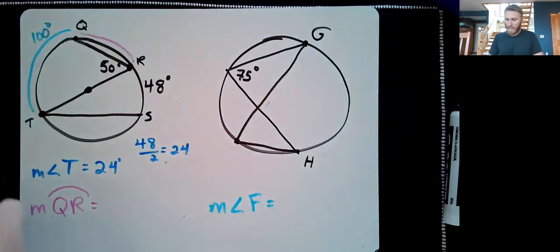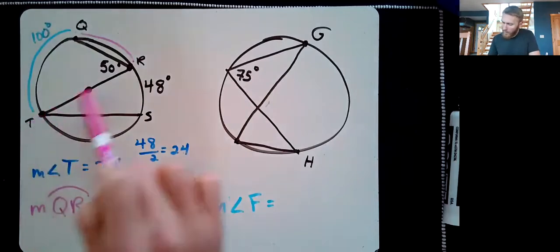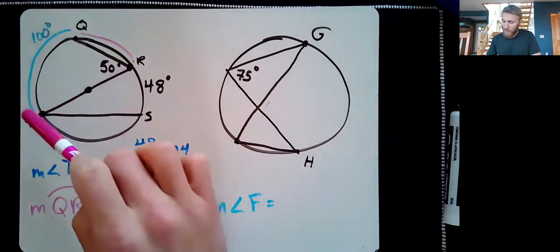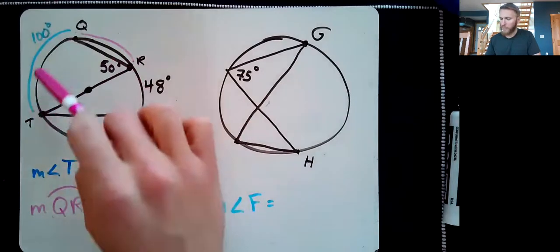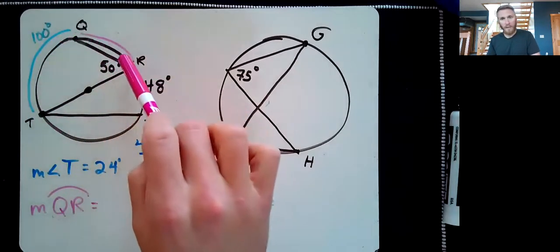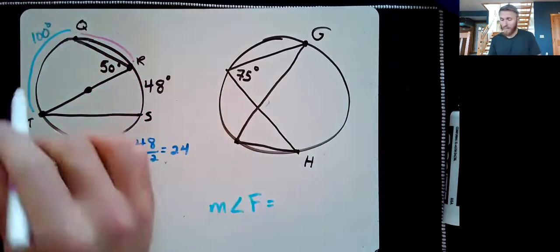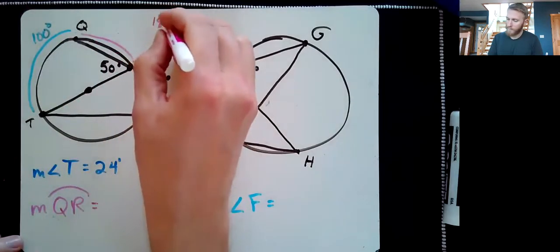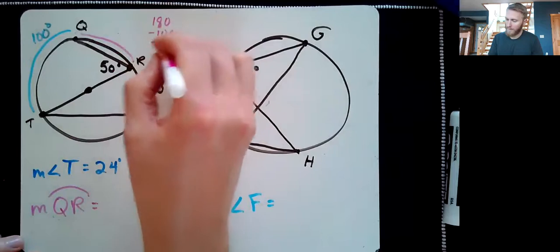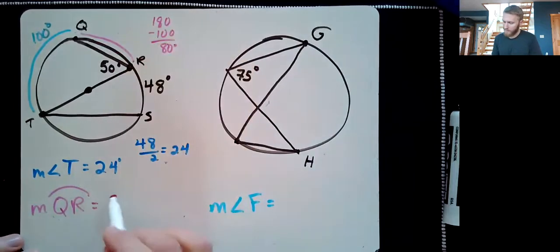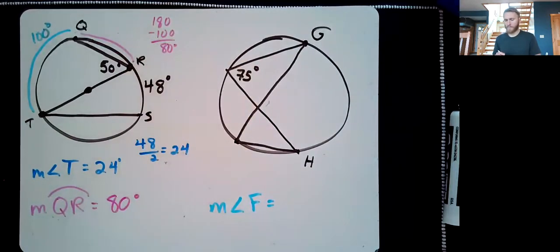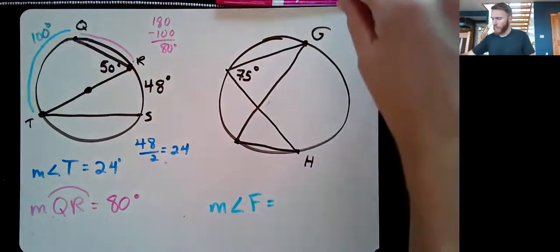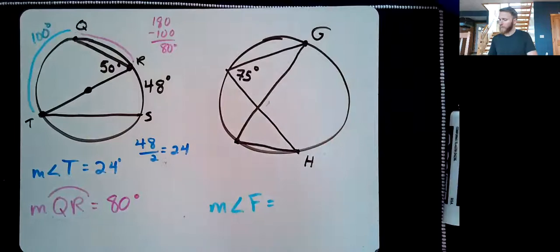Right? Now, I know that RT is a diameter. So this whole portion up top, my light blue to my pink, is 180 degrees. If this portion's 100, I know this has to be 80 degrees. Okay, so using a little bit of the arc addition as well. All right, next example over here.